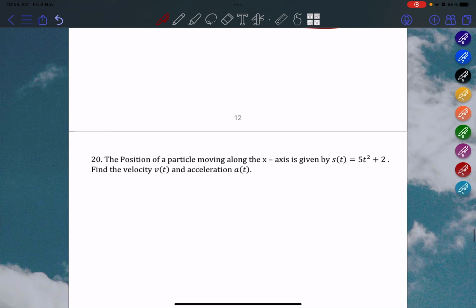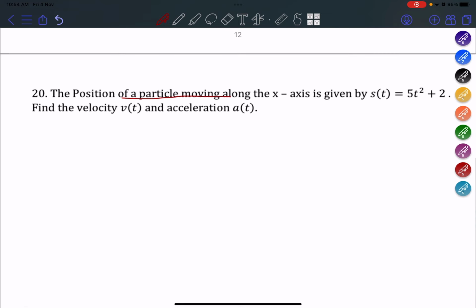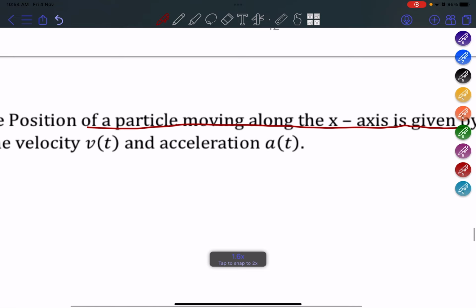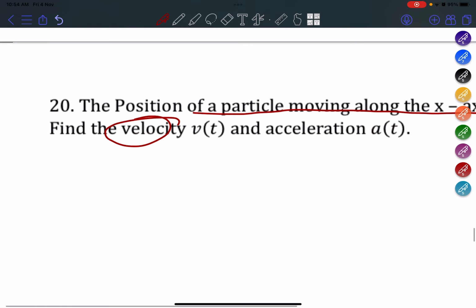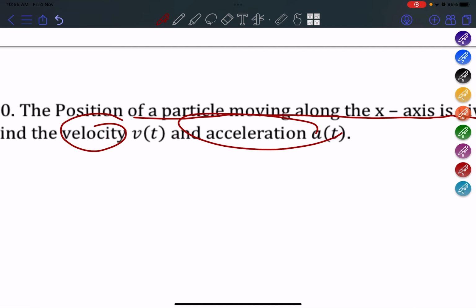Okay. Moving to question 20. The position of a particle moving along the x-axis is given by s of t equals 5t squared plus 2. Find the velocity and find the acceleration. So, in order to find these two, how do we find velocity and acceleration? Like we learned these things in physics. Why do we have them in our math exam?